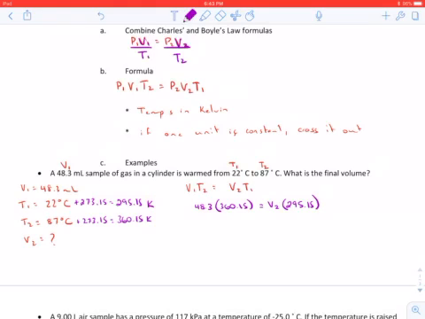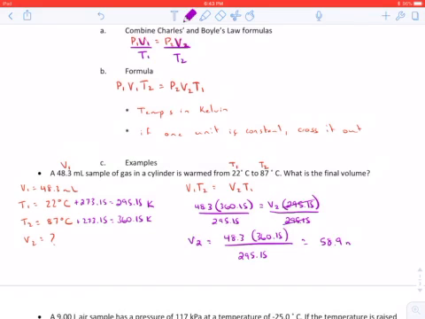295.15. So we're ready to solve, and basically to solve, we've got to isolate V2, so we're going to divide each side by 295.15. Now, as you can see, it cancels on this side, and we're left with V2 equals 48.3 times 360.15 over 295.15. So 48.3 times 360.15, and then divide by 295.15, and our answer should come out to be 58.9 mL, and that's our second volume.